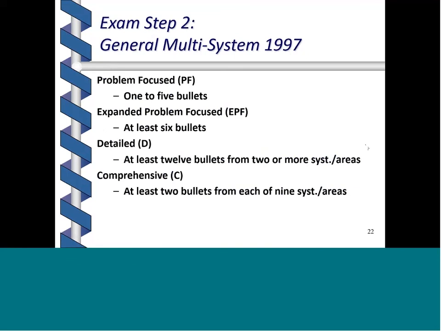We look at what we're using now, and I think you've all been familiarized with this now, which is what we call the general multi-system exam. The general multi-system exam we're using is the 1997 exam. And this actually counts how many different exam areas you documented on. Whether we did 1 to 5 different exam bullets, which is a problem-focused. An expanded problem-focused is at least 6 bullets. A detailed exam is at least 12 bullets from 2 or more of our systems. And a comprehensive exam is at least 2 bullets from each of 9 systems.